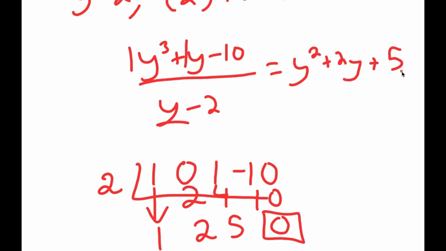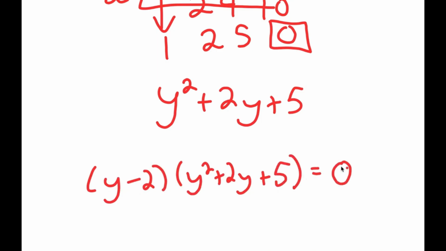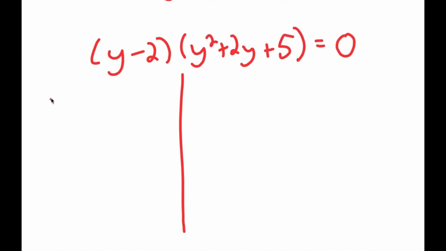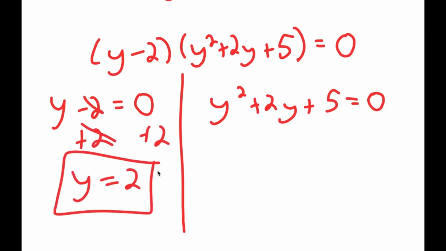So now we can say that y minus 2 times y squared plus 2y plus 5 is equal to 0. And now, using this equation, we can find all our solutions to our original equation. So to do this, I get two equations. I get y minus 2 is equal to 0, and y squared plus 2y plus 5 equals 0. So for y minus 2 equals 0, obviously this is easy. I just add 2 on both sides, and I get y equals 2. And this is a solution we already got.